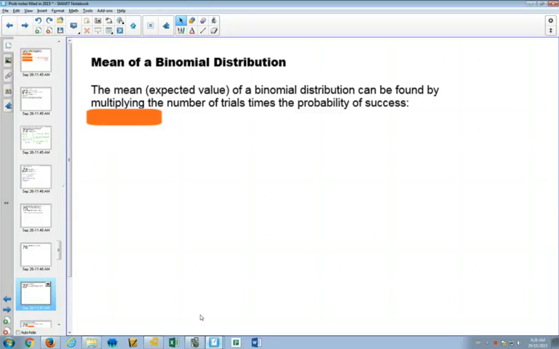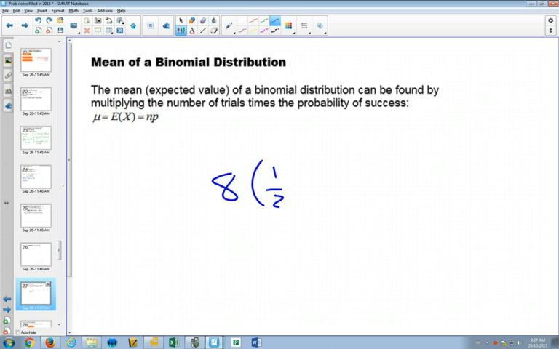Finish up binomial distribution by looking at what's the mean or the expected value. And it's kind of a simple formula, which will make sense to you. If you flip a coin 8 times, what do you think the average number of heads, the most likely thing you're going to get, is? 4, right? And that just comes from, if I flip it 8 times, and my probability of success is a half, my mean would be 4.